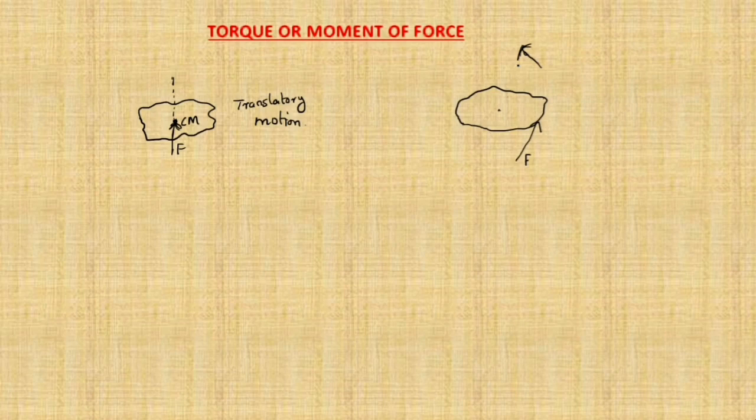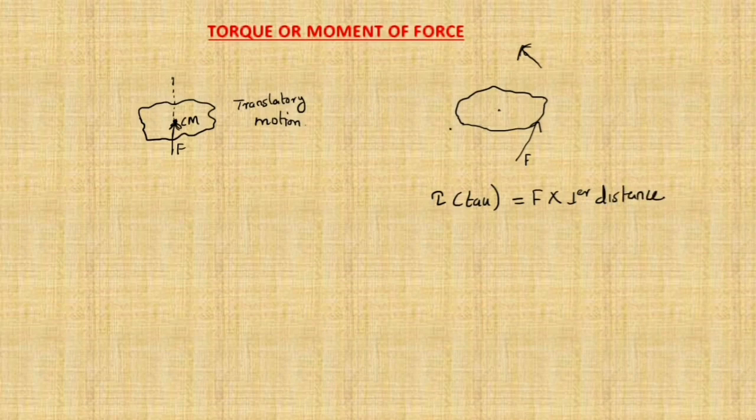That means whenever you are applying a force, if the body starts rotating, this is called what? Torque. The basic formula we use to represent the torque uses tau. Okay, tau. So torque tau is equal to force into perpendicular distance. Force into perpendicular distance. This is the basic formula.